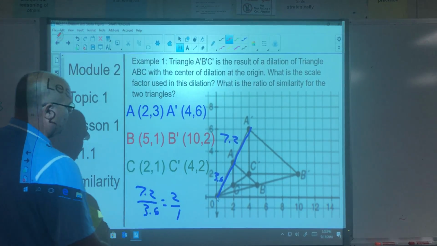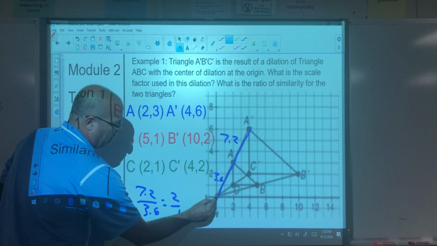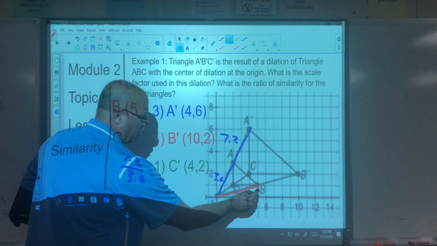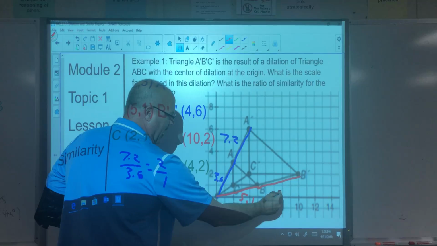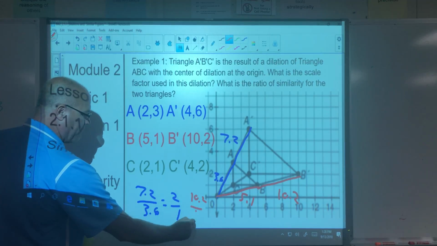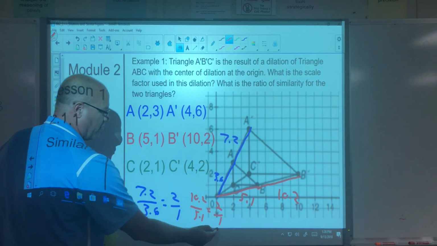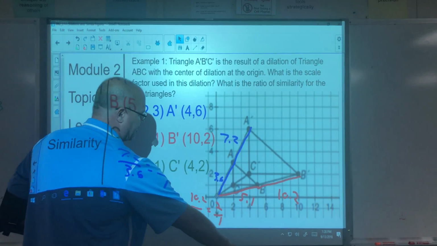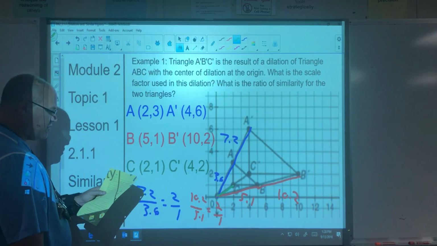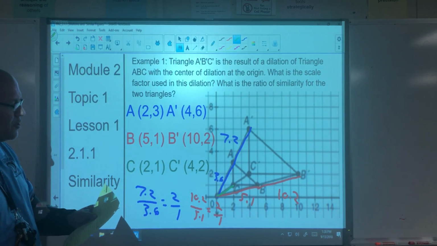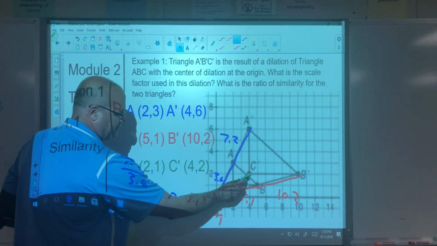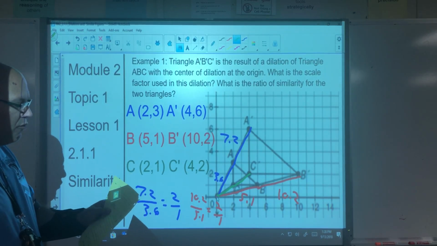When I look at B, I went from here to here, that was 5.1. And when I went from the origin all the way to B', that is 10.2. So again, 10.2 divided by 5.1 gets us 2 to 1. Finally, the dilation going to C and C', as I went from here to C, that was real small. That's only 2.2. And then from the origin to C', that distance is 4.4.